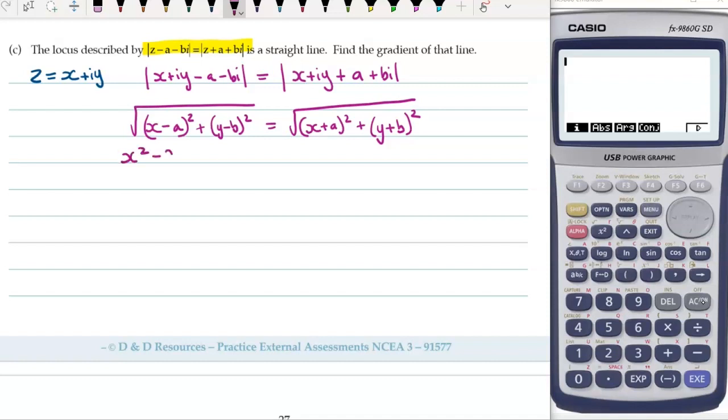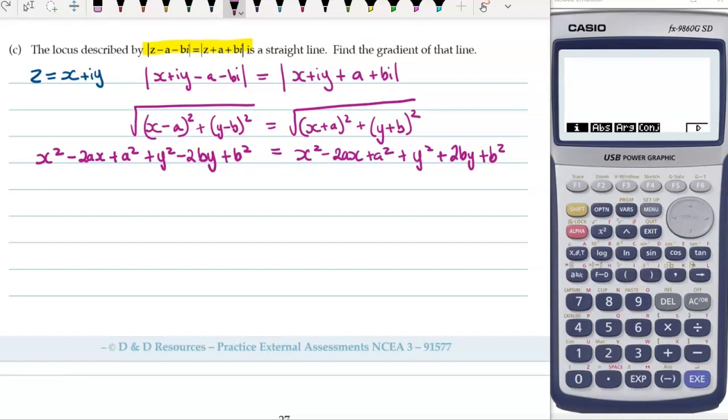So we'll have x squared minus 2ax plus a squared plus y squared minus 2by plus b squared. I'm just going to move this over because I like my equals to line up. Here we go. On the right hand side, if we expand that, we have x squared minus 2ax plus a squared plus y squared plus 2by plus b squared.